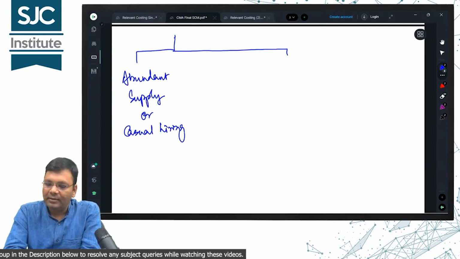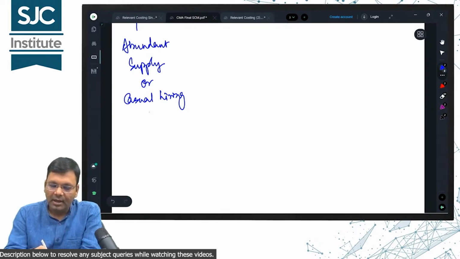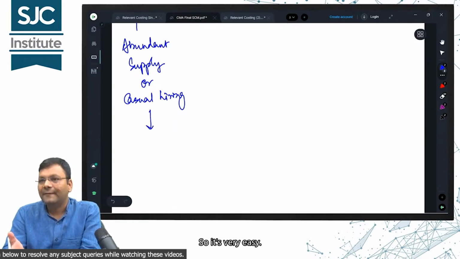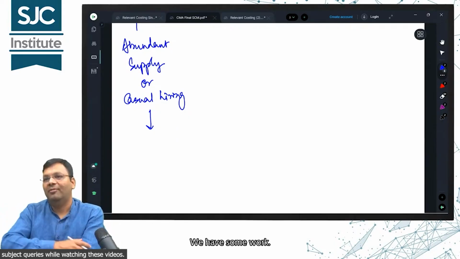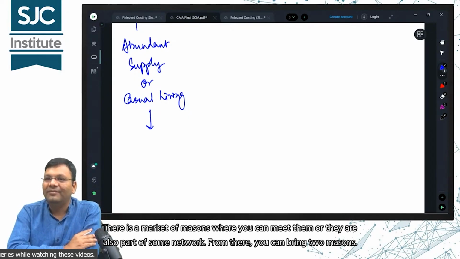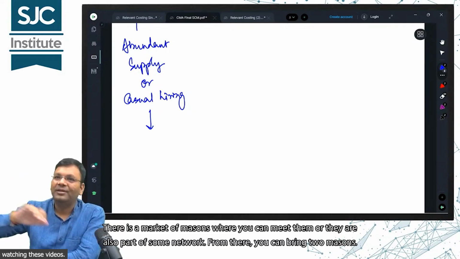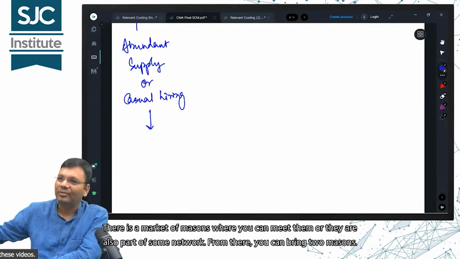Okay, abundant supply, or casual hiring. If this is the case, it's very easy. You just have to go to the market and ask for 2 masons. We have some work. There is a market of masons where you can meet them, or they are also part of some network. From there, you can bring 2 masons.